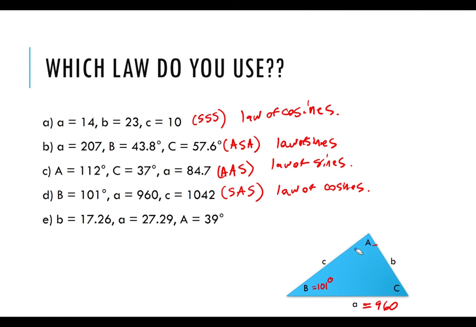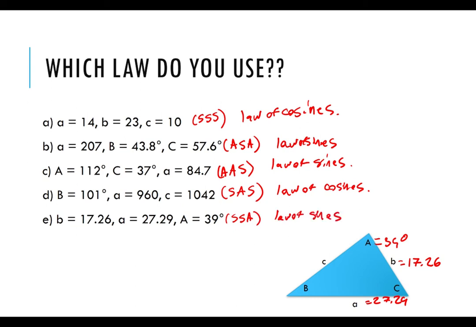Alright, for E here, what do we have? We're told that side length B is equal to 17.26. Side length A is equal to 27.29. And we get angle A is equal to 39 degrees. And so for this one, I think we want to call it side-side angle. Remember that side-side angle is law of sines.